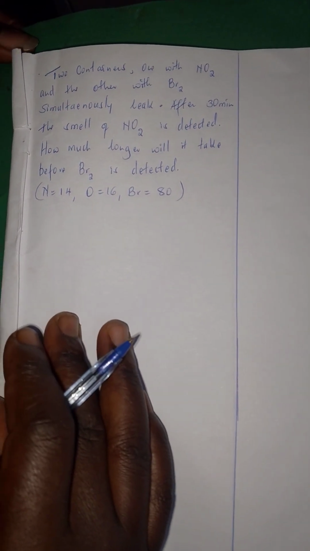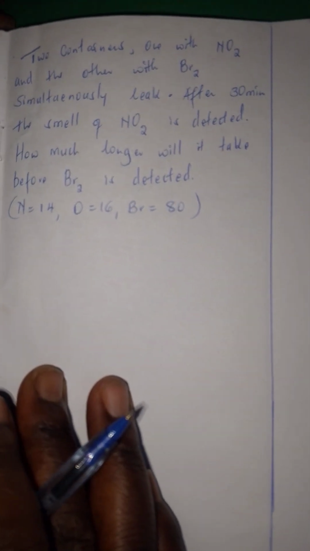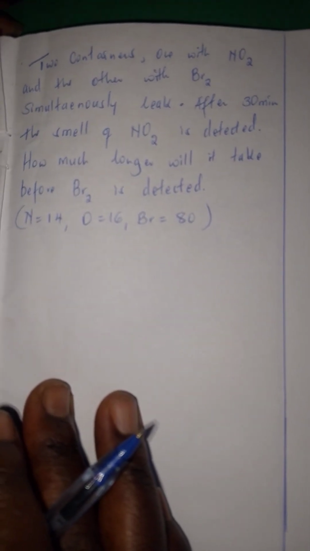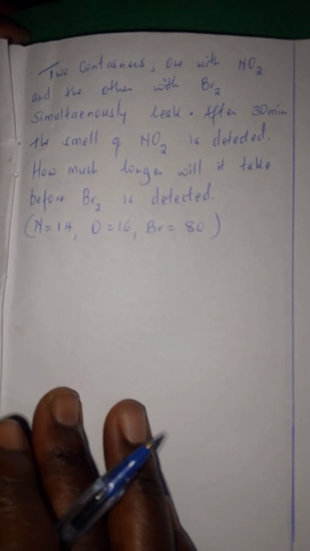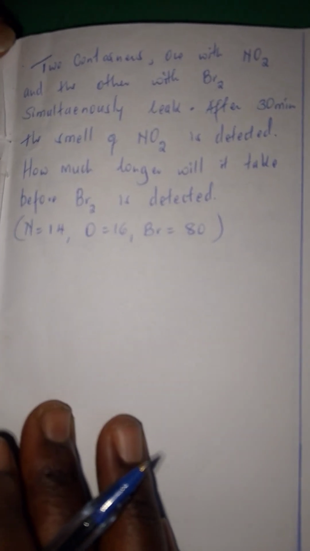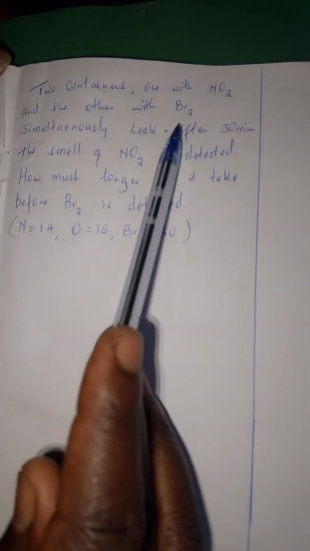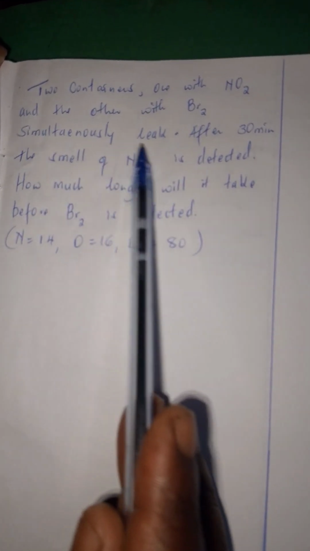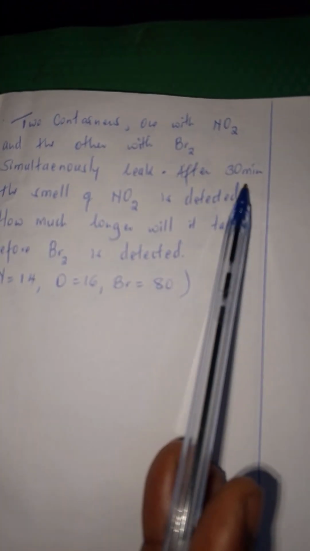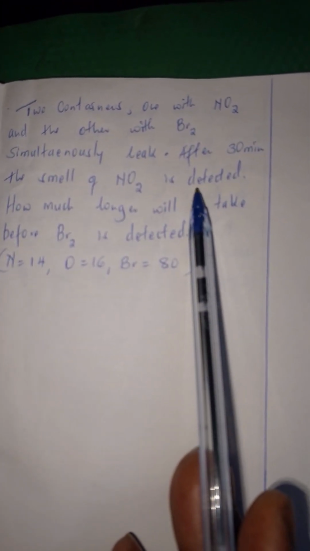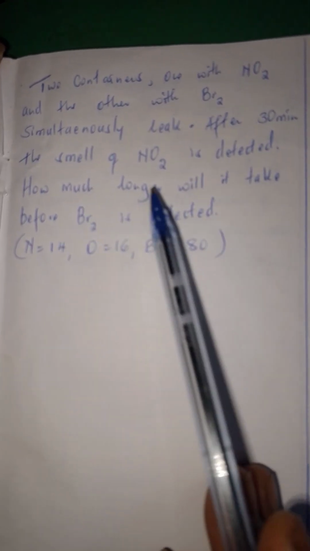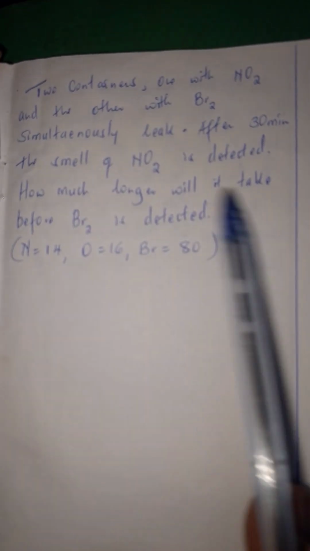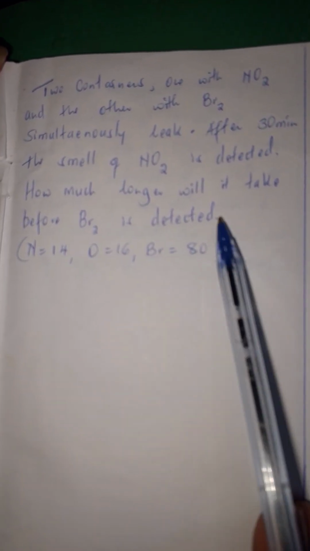Thank you very much. Now we are going to solve this problem today. Two containers, one with nitrogen dioxide and the other with bromine gas, simultaneously leak. After 30 minutes, the smell of nitrogen dioxide is detected. How much longer will it take before bromine gas is detected?